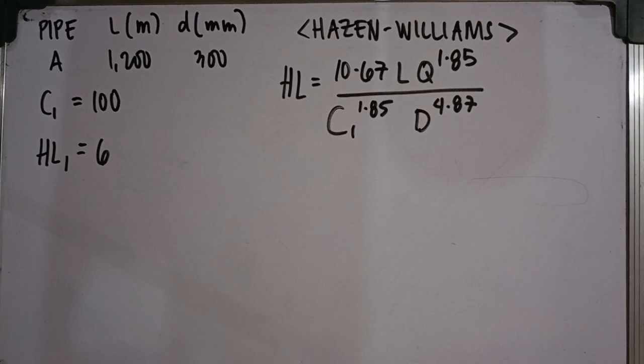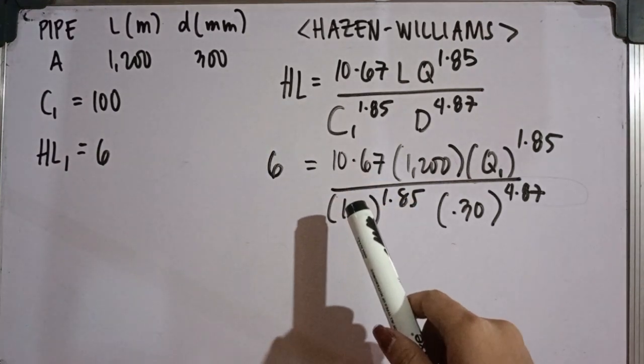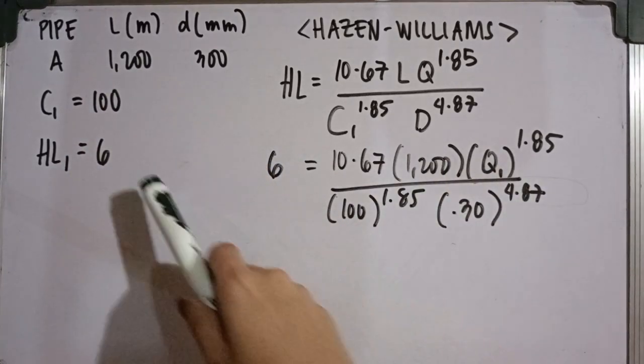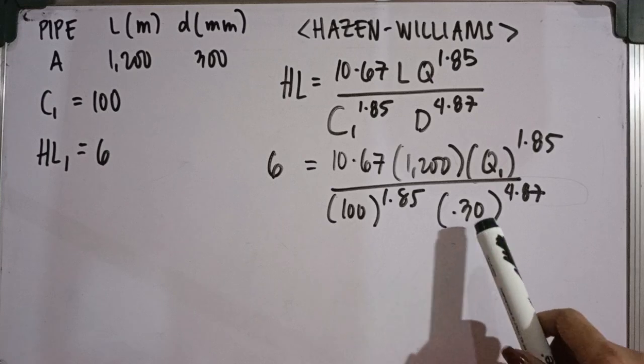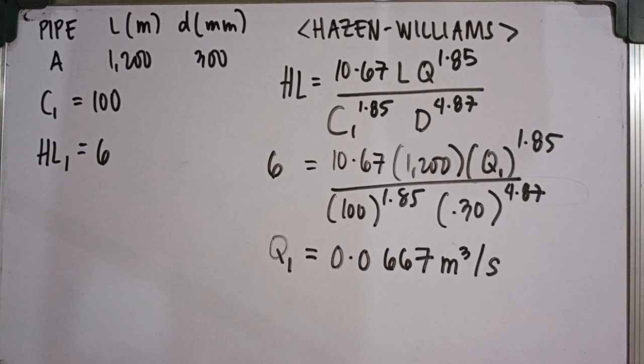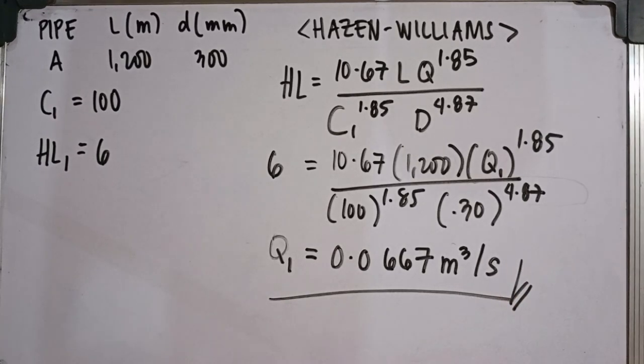Q. So direct substitution: head loss 6 and 1200 length, unknown Q, 100 the Hazen-Williams coefficient, and 0.30 the diameter. We're just going to convert it into meters, and we arrived at an answer of 0.0667 meter cube per second. That is our Q1. Now that's it for our topic and my discussion for this topic.